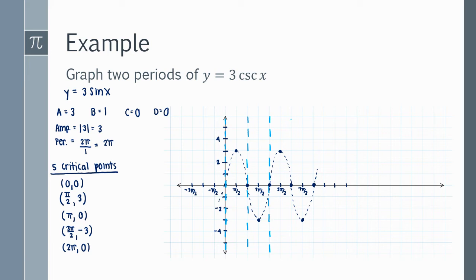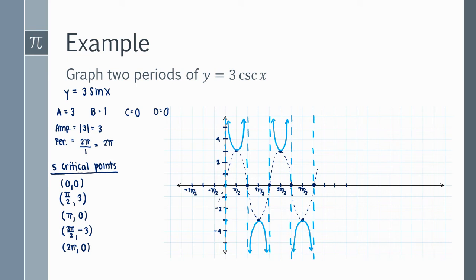Same thing then with 3 pi and at 4 pi. Okay, so then now it leaves me with the highest and the lowest points. That's where we're going to have our parabola-looking shape. Make sure that it is touching that highest or lowest point, but make sure it does not touch or go through those vertical asymptotes that you just drew.